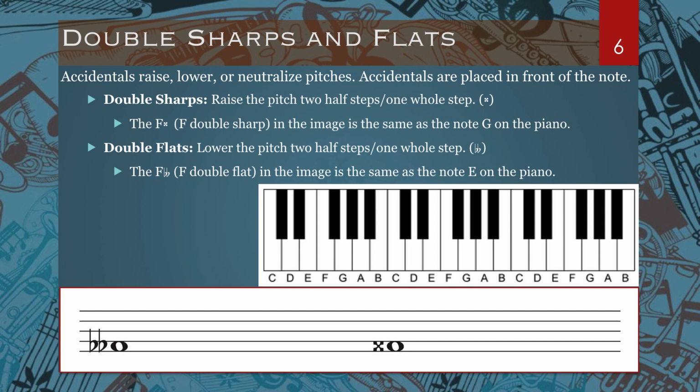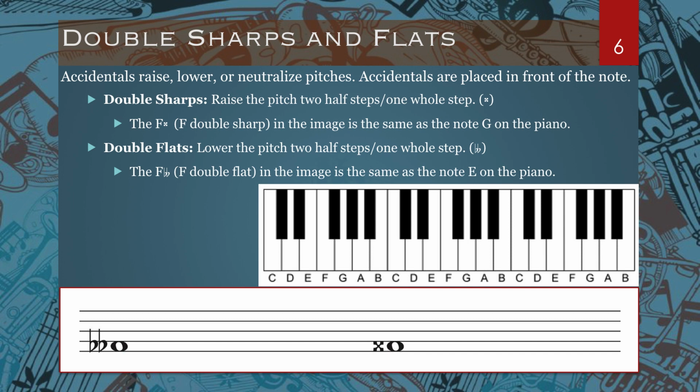If we're in the treble clef, and that's an F double flat, we first go to our piano and find F. We go down 1 half step to get E, and then 1 more half step to get that black key in between D and E. That's actually called an E flat if we're going down. So F double flat is the same exact note as E flat.